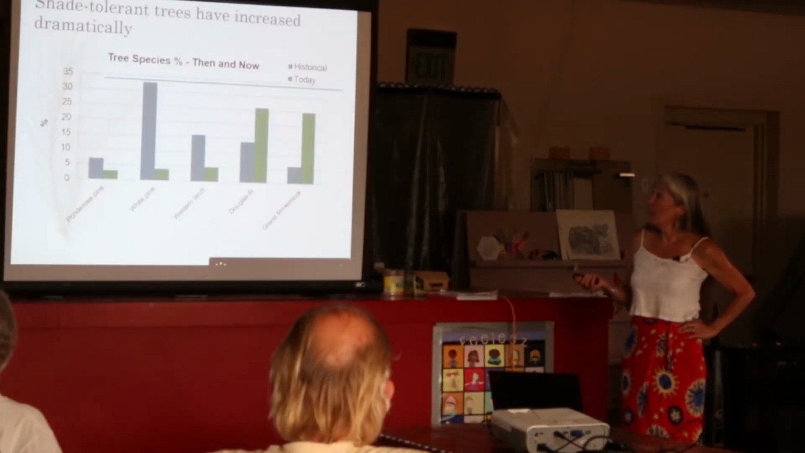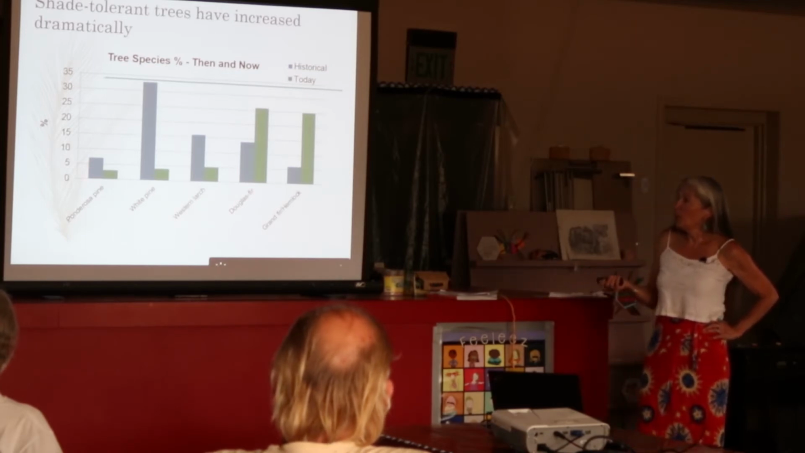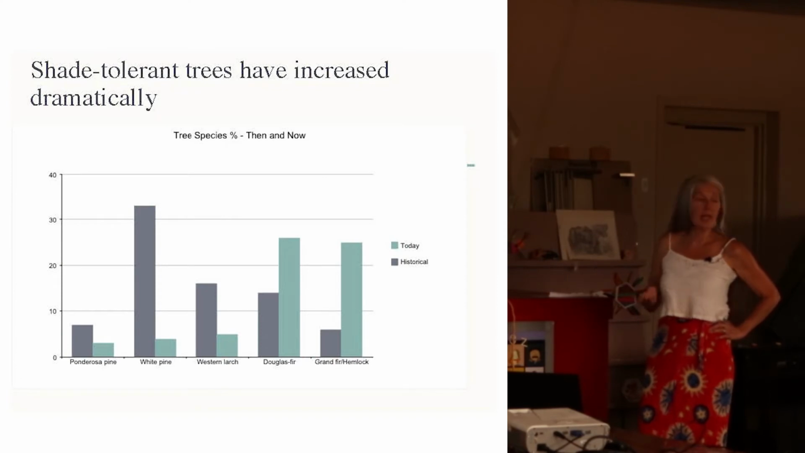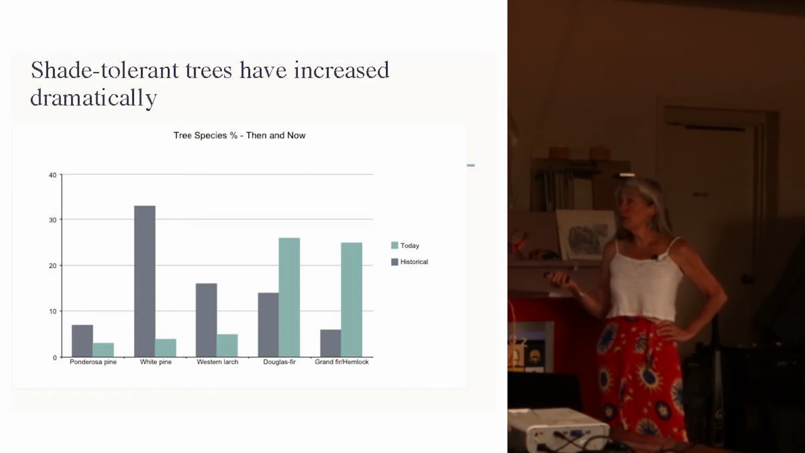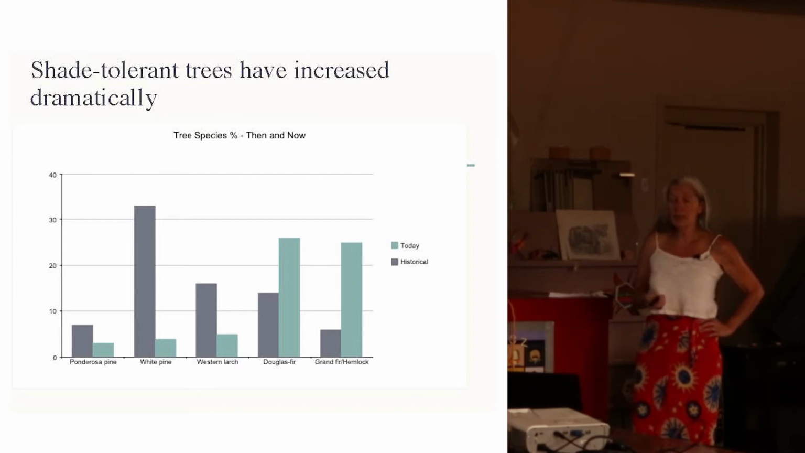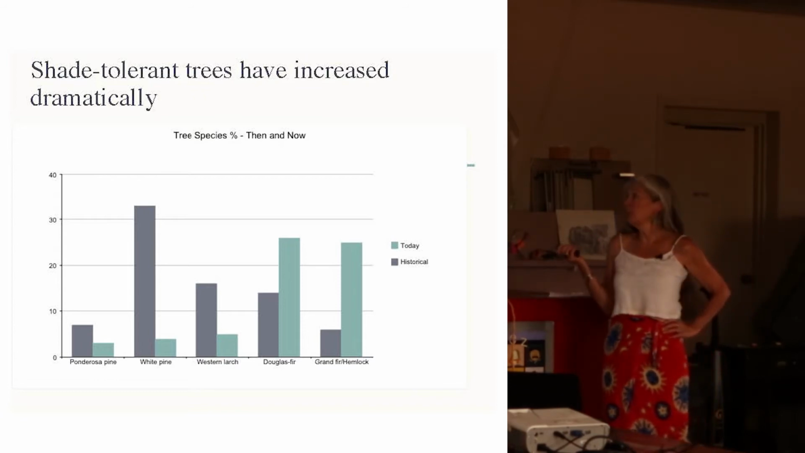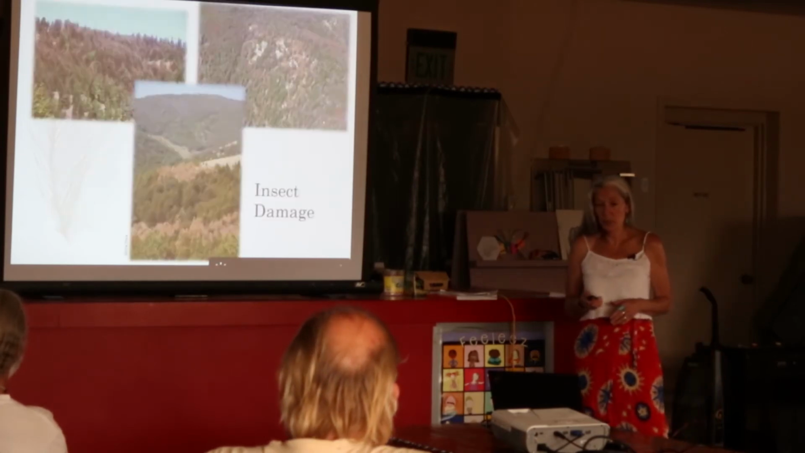So this is looking at just the Intermountain West, the preponderance of tree species historically, and then the percentage now. Ponderosa pine, again, a very fire tolerant, not shade tolerant tree, really reduced in numbers. White pine, practically getting wiped out. Larch, really reduced in numbers. But look what's coming up. Grand fir, hemlock, Doug fir, again, these are much more susceptible to fire and they're shade tolerant. So you have a shift in species that's contributing to the issues that we see today.